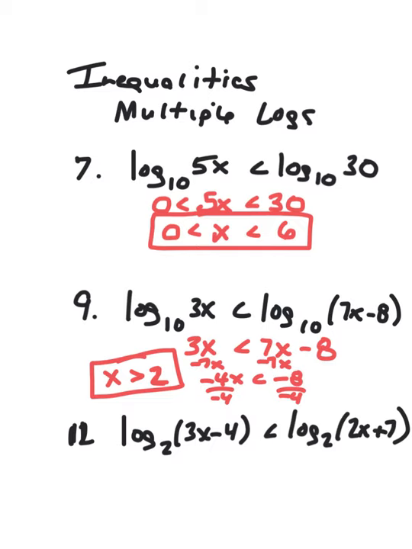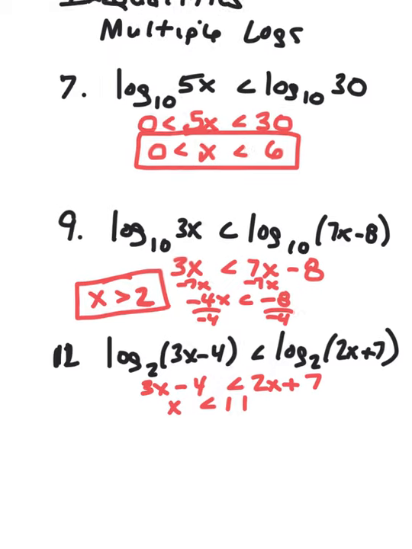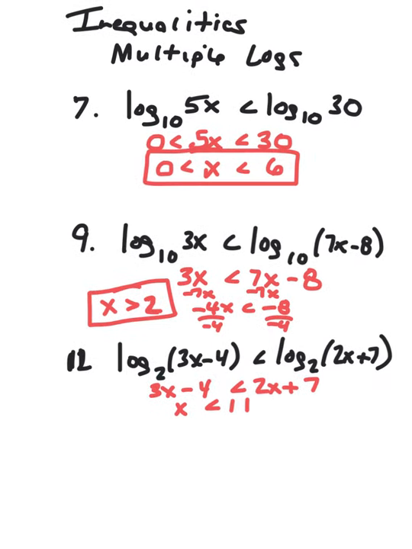Number 12, and this is from the 8.4 practice there, the 3x minus 4 would have to be less than the 2x plus 7. If I would subtract 2x from both sides, I would get x. If I add 4, I would get 11. And so therefore, x would have to be less than 11. But in this particular case, it can't be negative, so we've got to make sure that the 3x minus 4 has to be greater than 0. And if that's the case, x would have to be greater than 4/3.